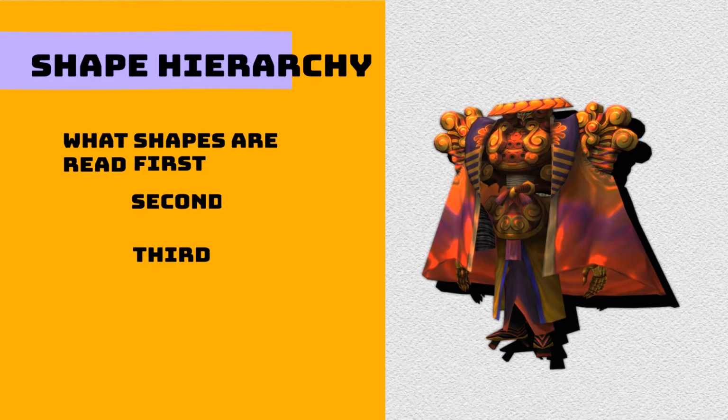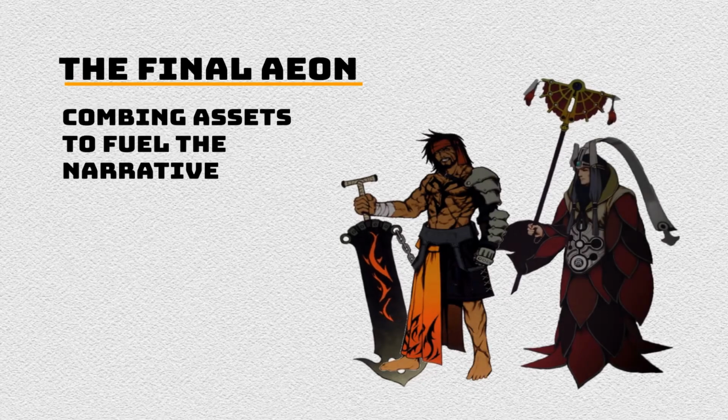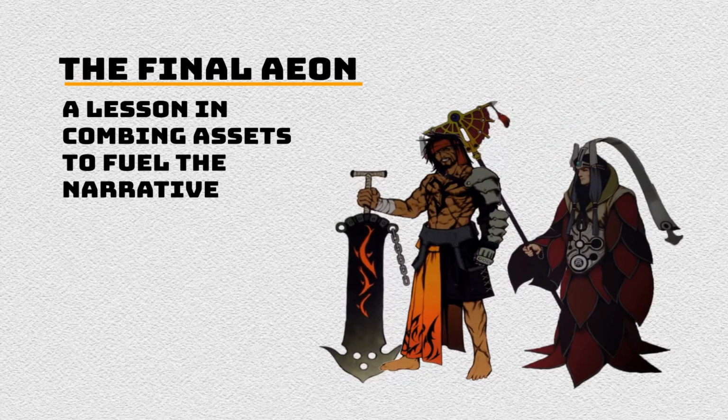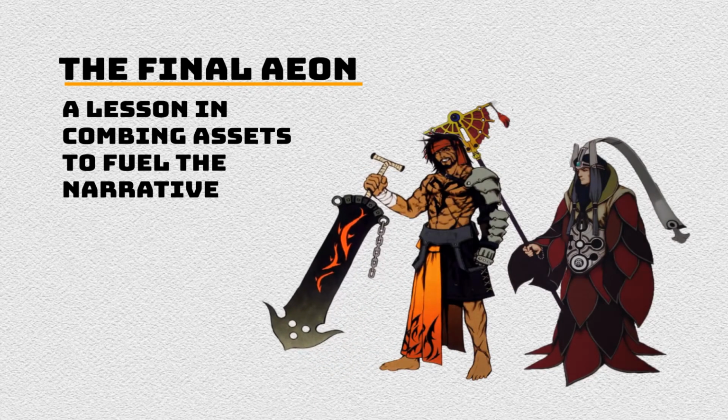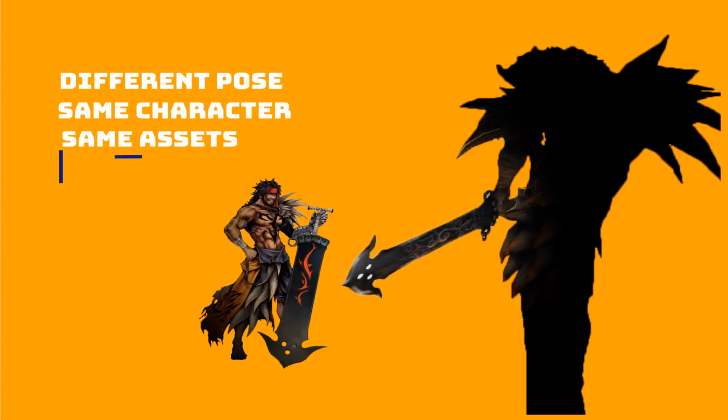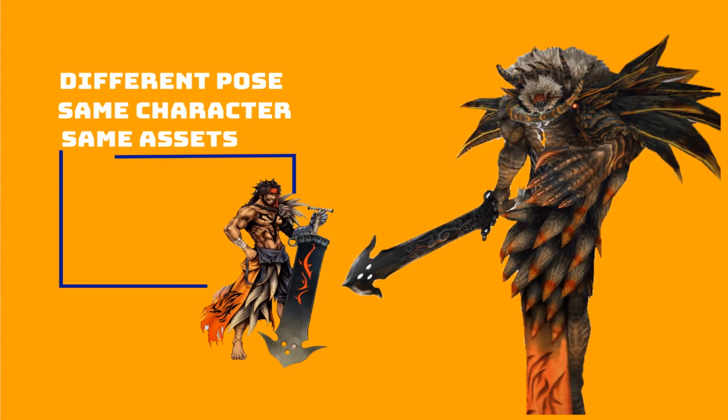Now let's get into one of the final topics of this video, the final Aeon of Final Fantasy X. The final Aeon is a lesson in how you can combine assets from different characters to fuel the story, and of course change the overall silhouette of a character. This is Jecht's silhouette. Same character, different pose, and they both share the same assets, featuring the giant sword, the spikes on his back, and the spikes coming out of his pelvis.